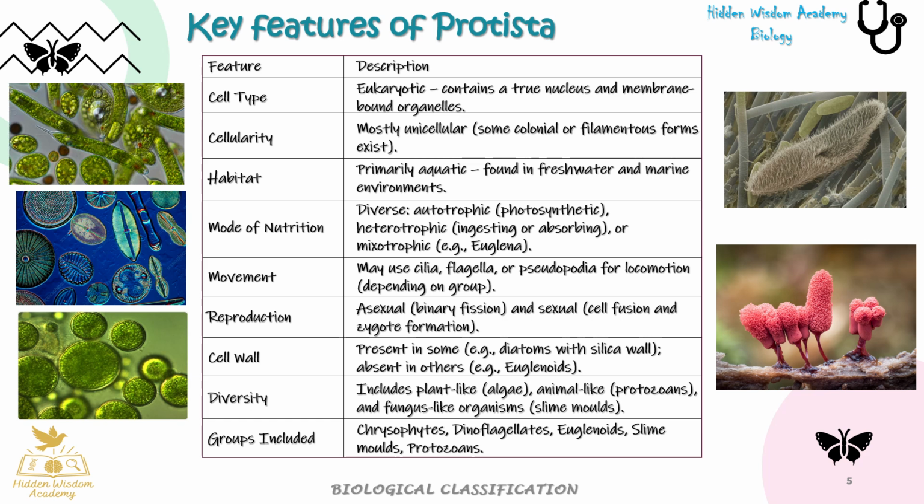7. Cell walls are present in some, for example, diatoms with silica wall, absent in others, for example, euglenoids. 8. Diversity of protists includes plant-like, algae, animal-like, protozoans, and fungus-like organisms, slime molds. 9. Groups included are chrysophytes, dinoflagellates, euglenoids, slime molds, protozoans.